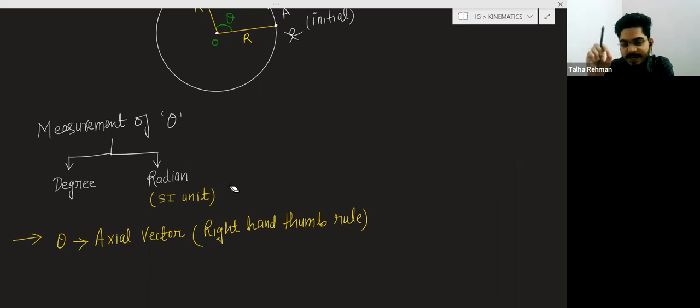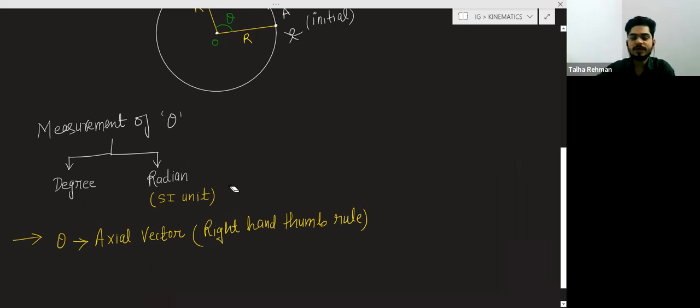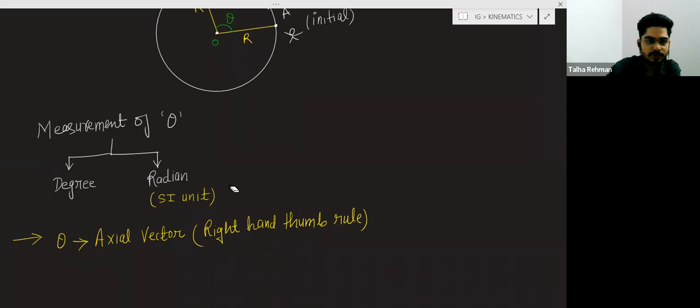Like linear displacement has a direction, north, south, east, west, angular displacement has a direction too: towards the observer or away from the observer, depending upon the plane in which the body is performing the motion.